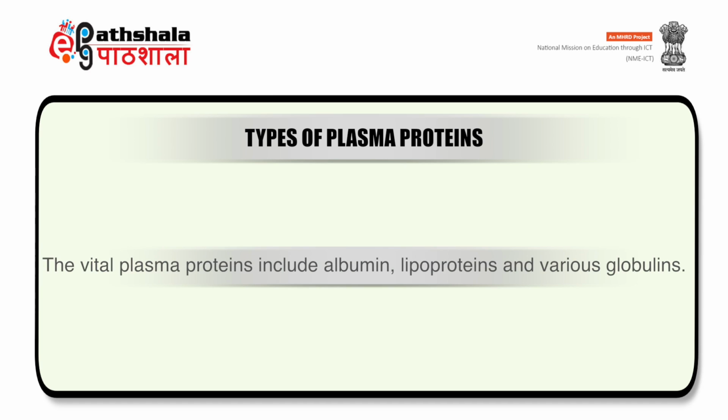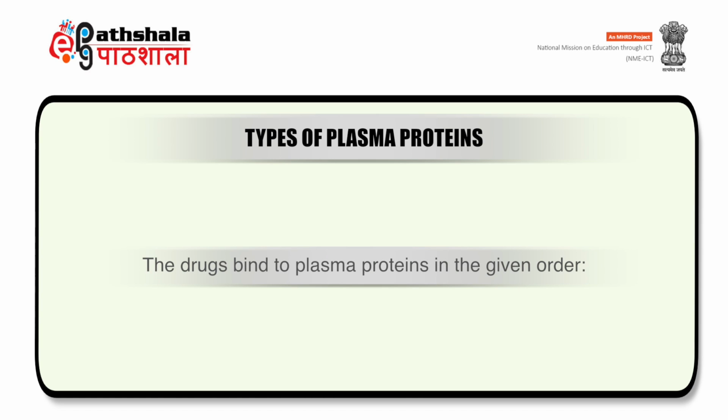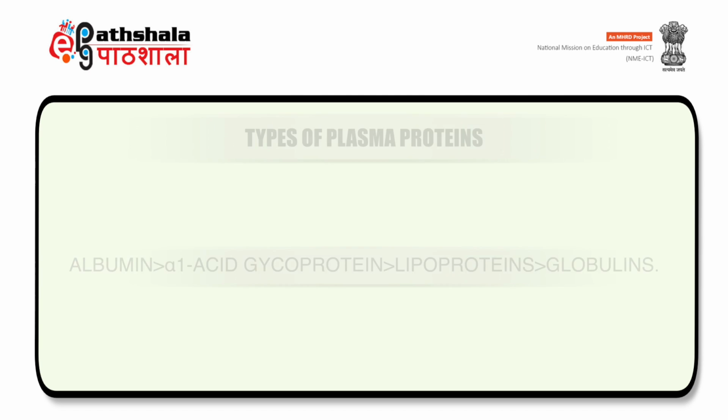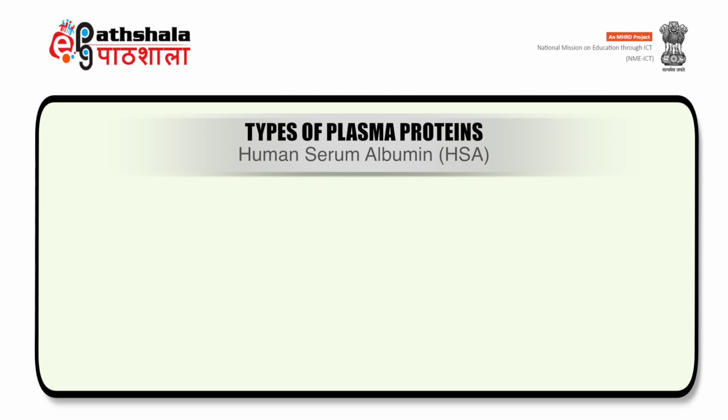The vital plasma proteins include albumin, lipoproteins and various globulins. The drug binds to the plasma protein in the following order: albumin followed by alpha acid glycoprotein, then lipoproteins and then globulins. Now, let us study in detail about the characteristics of these proteins.